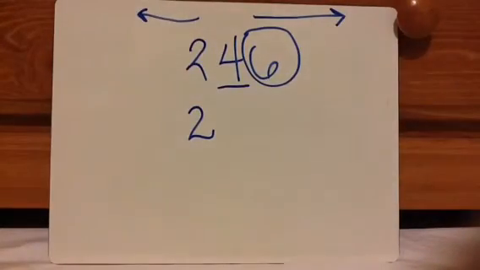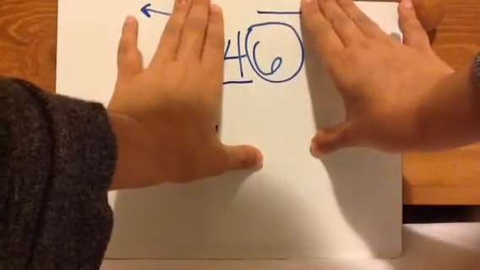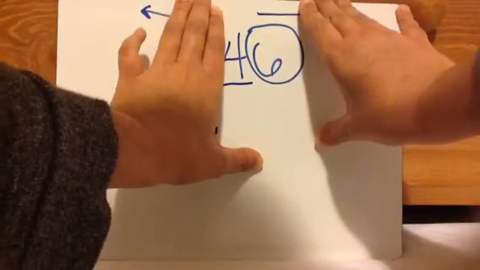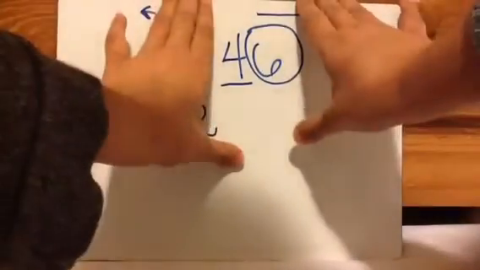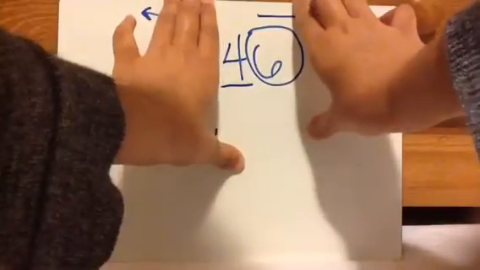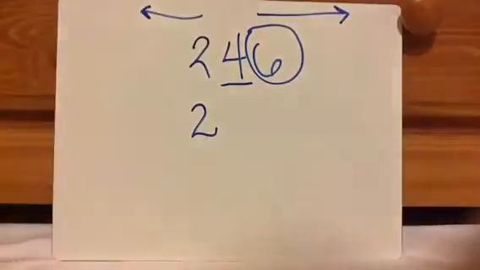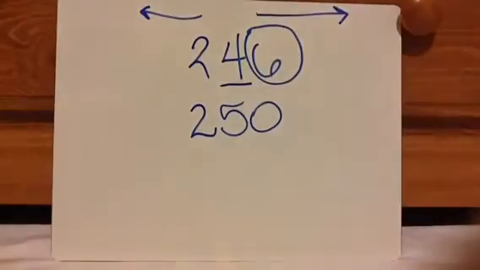What I always tell my students is cover everything up except the underlined number and the circled number. So when you think of 46, it's so much easier to round than thinking of 246. If you look at 46, you just need to ask yourself, is it closer to 40 or is it closer to 50? In this case, it's closer to 50. So you would change the 46 to 50.